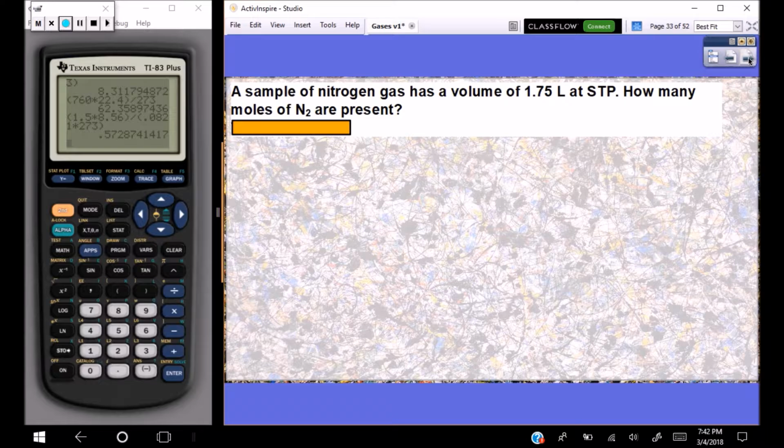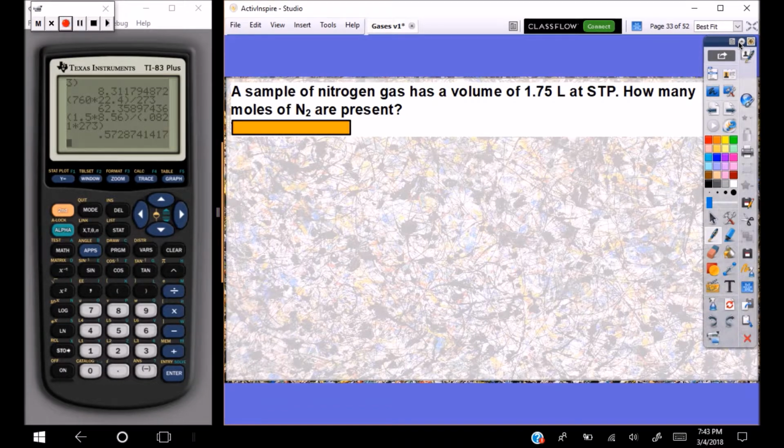Okay? Here's a good one, getting into some of the gas stoich. A sample of nitrogen gas has a volume of 1.75 liters at STP. How many moles are present? Well, you might be sitting here scratching your head. There are a couple of different ways we can do this. We know that my standard temperature is going to be 273 K. My standard pressure is going to be 1 atmosphere. I know my volume is 1.75 liters.